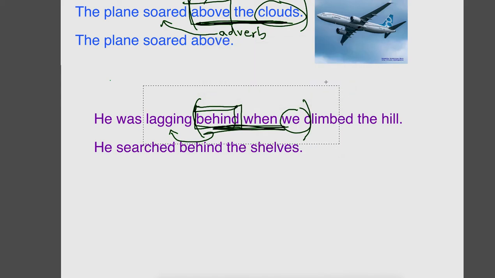Okay, sorry. Let's see if I can erase this. Nope. Okay.